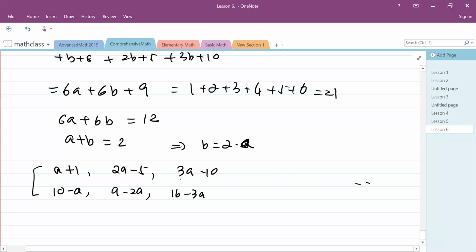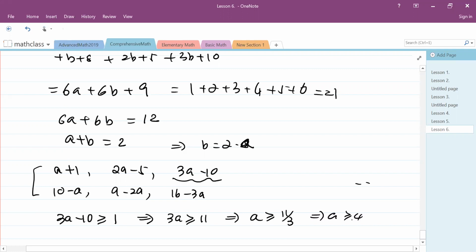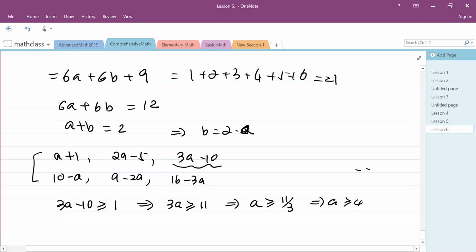Yeah, let's look at this, right? So 3A minus 10 should be greater than 1. Okay, 3A, that implies 3A is greater than 11. That implies A is greater than 11 over 3. So clearly A should be greater than or equal to 4. The reason is A is an integer, okay? A is an integer.